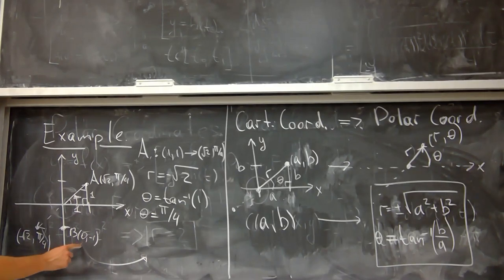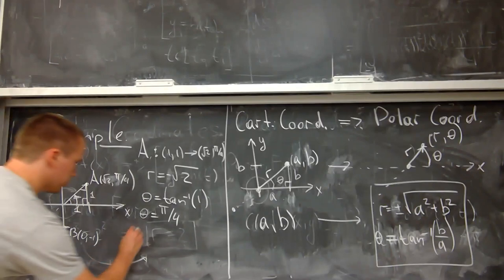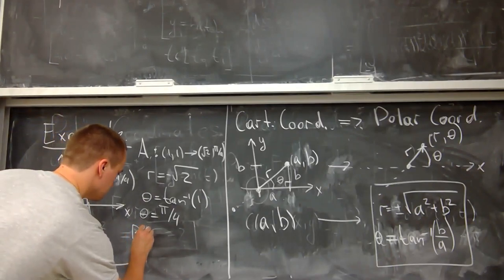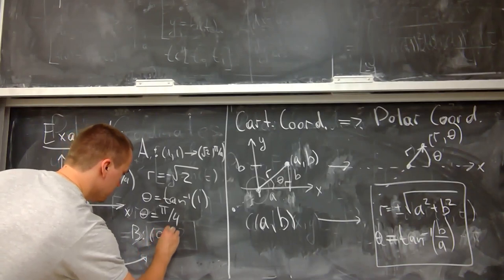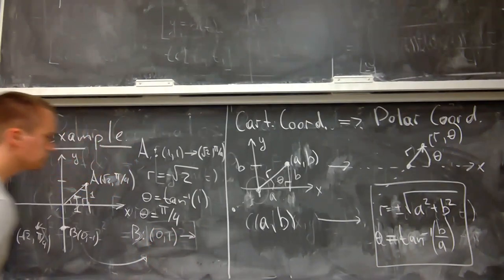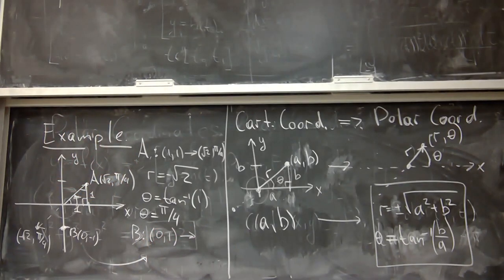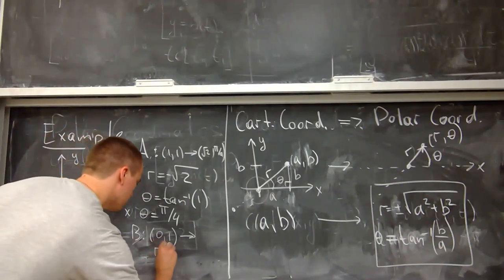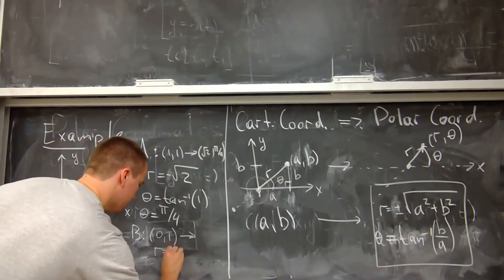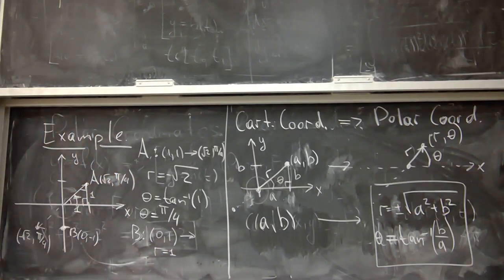And what about this point, point B? We have point (0, -1). What do we get in polar coordinates? The first one is the radius, and the radius here is clear. It's just equal to 1, because one component is 0 and another component is 1, or equal to minus 1, we're going to decide.